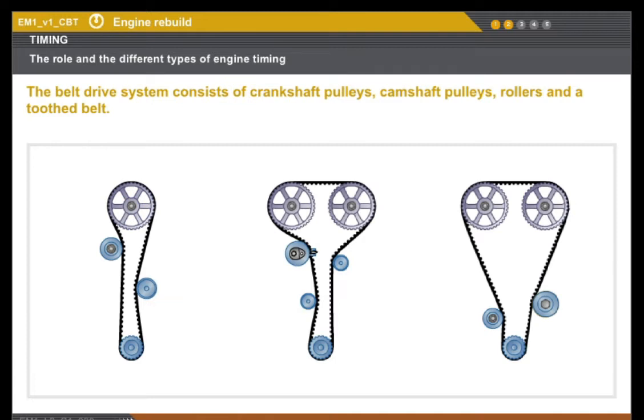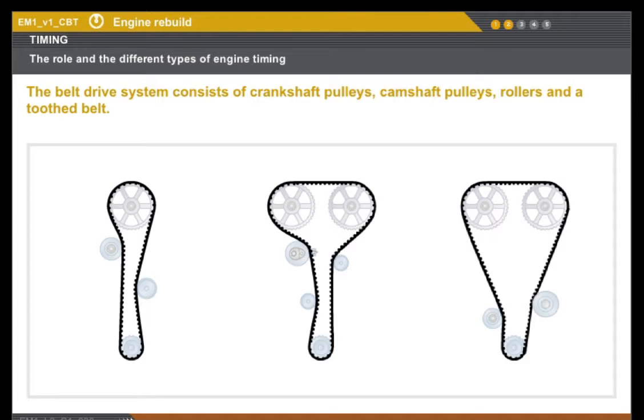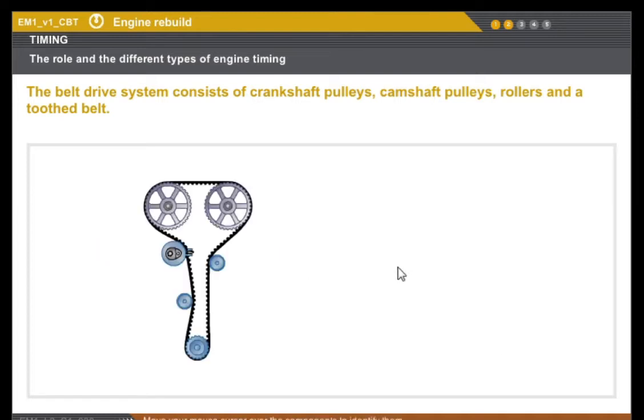Now let's take a look at the belt drive in more detail. The timing consists of a sprocket driven by the crankshaft, 1 or more fixed rollers, a tensioning roller, 1 or more toothed camshaft pulleys, and a toothed belt. Move your mouse over the components to identify them.